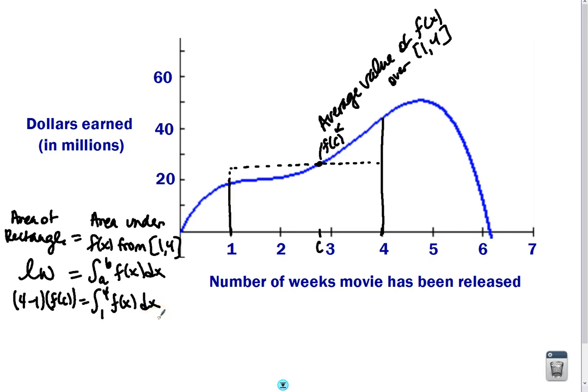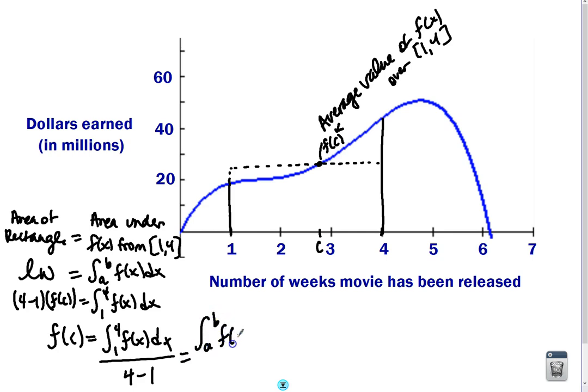We used the first fundamental theorem of calculus. You take the antiderivative of your function, you plug in the 4, and then you plug in the 1, and you subtract the two. Okay, well then I also know how to do 4 minus 1. That's pretty basic. So really all I need to do is divide that to the other side, and I'm left with f of c. So f of c is equal to the integral from 1 to 4 of f of x dx over 4 minus 1. Or in general, because we like to follow a pattern here, the integral from a to b of f of x dx over b minus a. Oh my gosh.